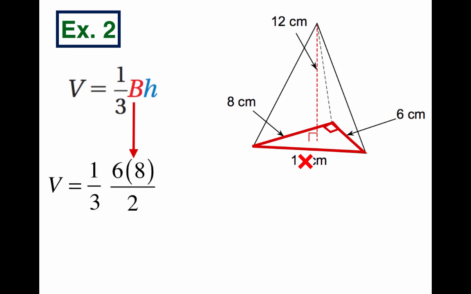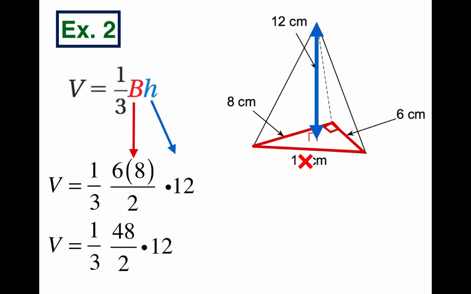Now the height of the entire pyramid, let's not forget to include that, that's that line going straight up and down the middle. It's 12 centimeters. So we're going to have 1/3 times the 6 times 8 divided by 2 times the 12. And now we just got to multiply and divide it all out. Now 1/3, let's see, 6 times 8 is 48. So 48 over 2 times 12. 48 times 12 is 576.